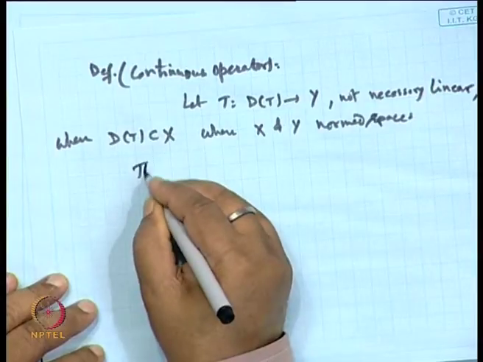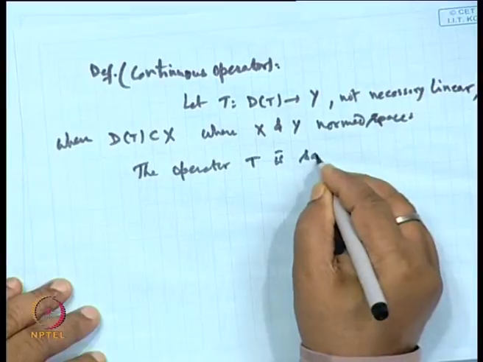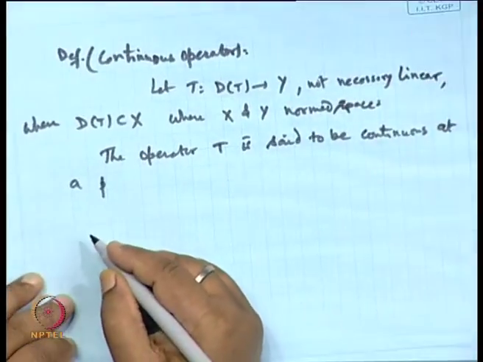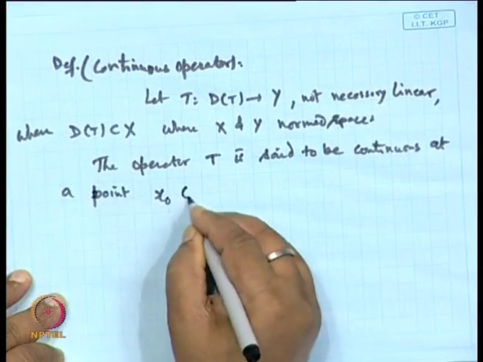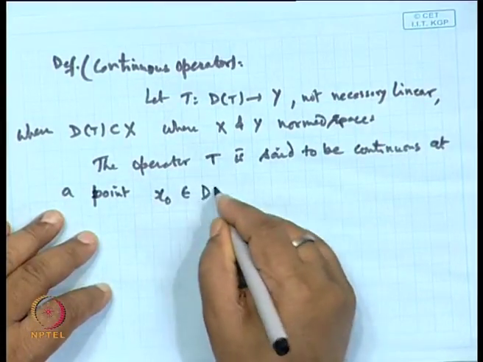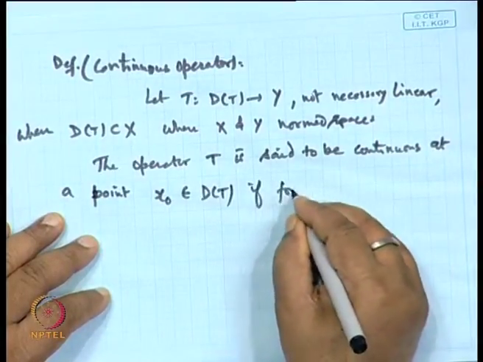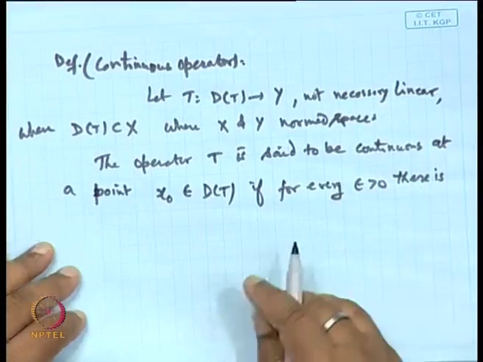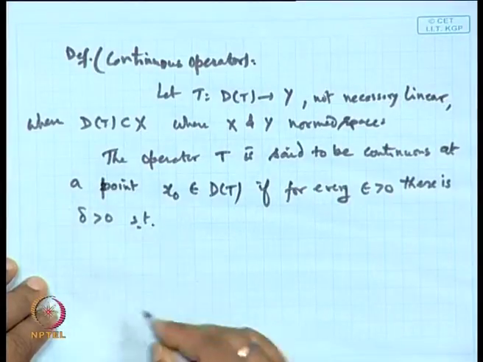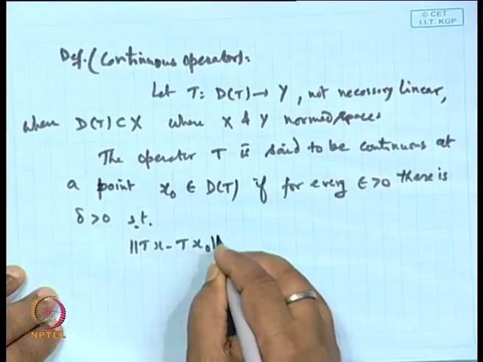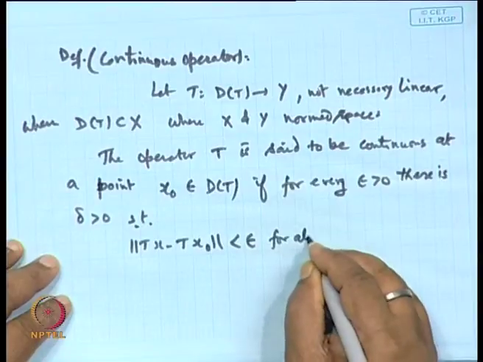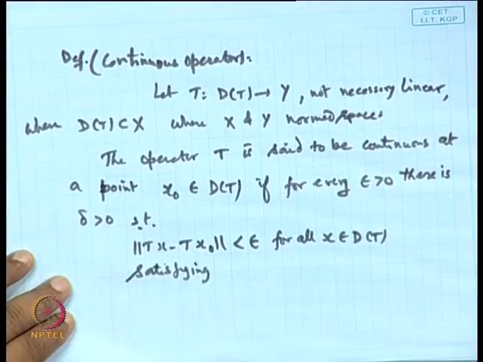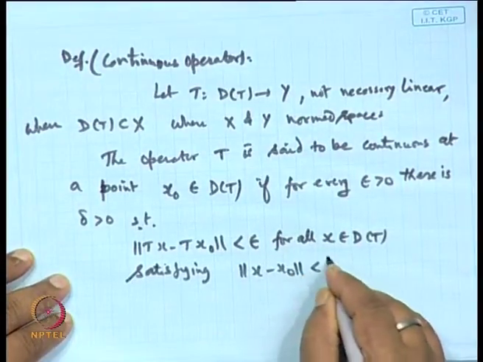We define the operator T to be continuous at a point x naught belonging to the domain D_T if for every epsilon greater than 0 there is a delta greater than 0 such that the norm of T x minus T x naught is less than epsilon for all x belonging to the domain of T, satisfying the condition norm of x minus x naught is less than delta.